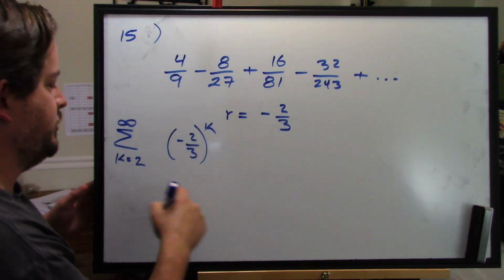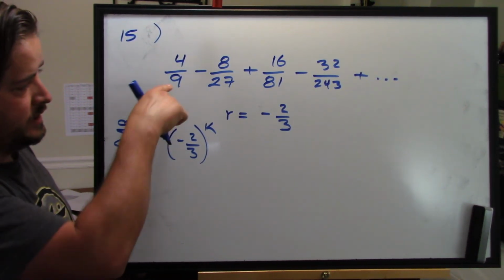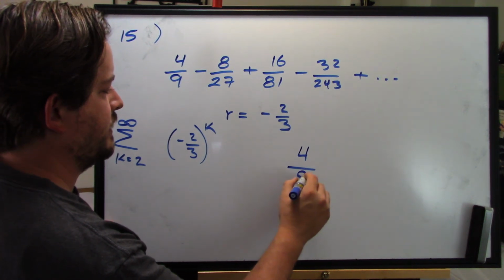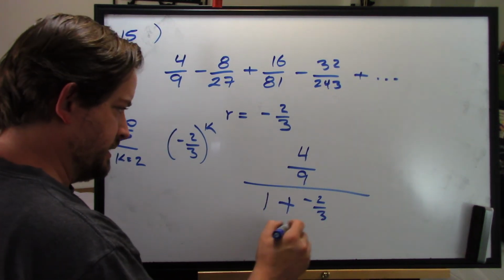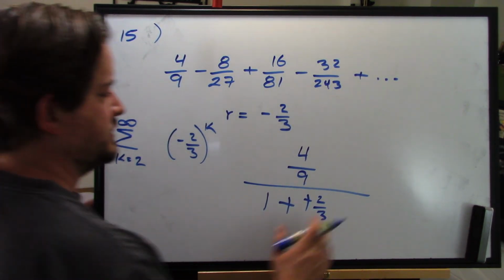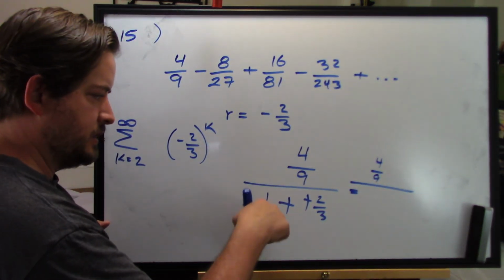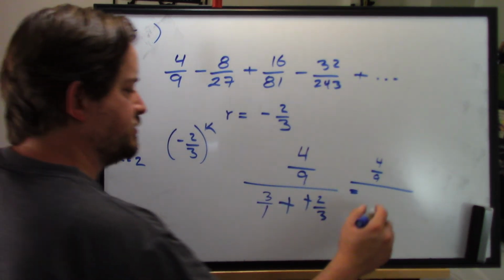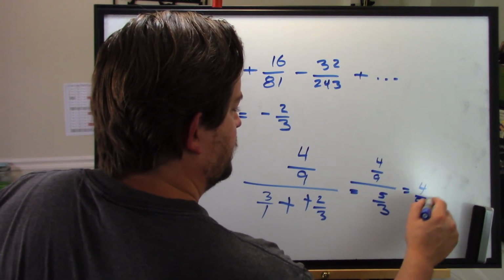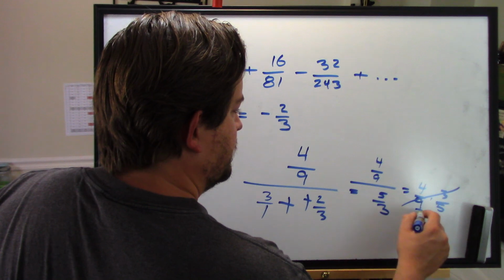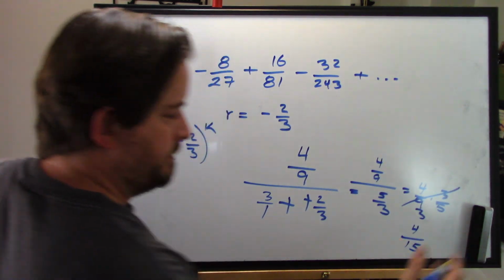And I can use that same formula, noting that my very first term is actually k equals 2, which is 4/9. And so I get 4 over 9 divided by 1 minus the r, which is negative 2/3, which is to say plus 2/3. And so this is equal to 4 over 9 over 3/3. If I call this 3/3 instead of 1, that gives me 5 over 3 altogether. And that's equal to 4 over 9 multiplied by 3 over 5. The 3 and the 9 simplify, so that gives me 4/15. And we're done.